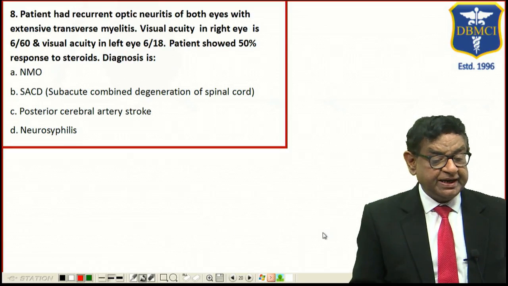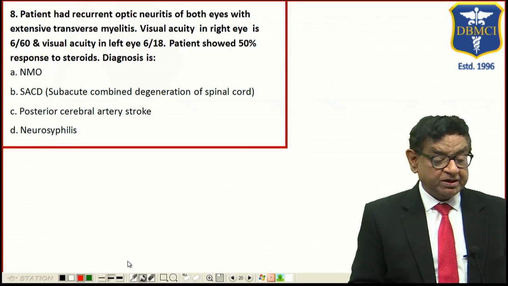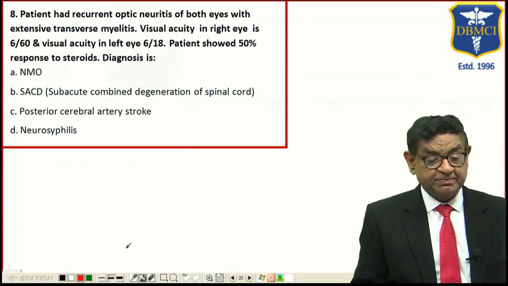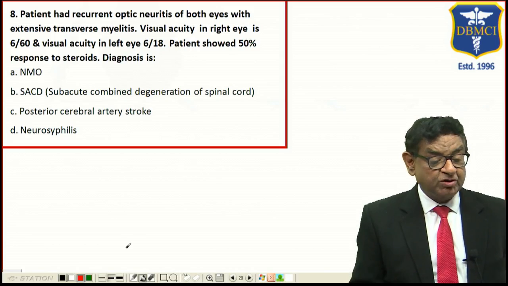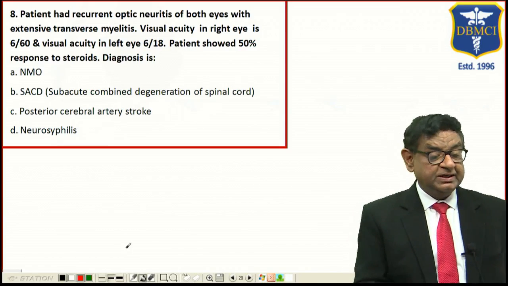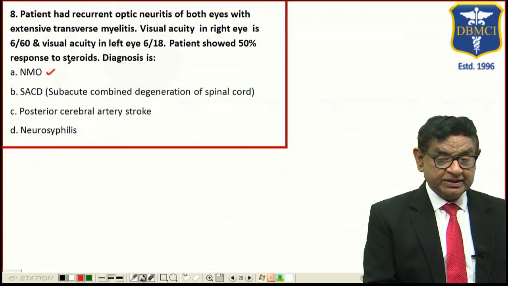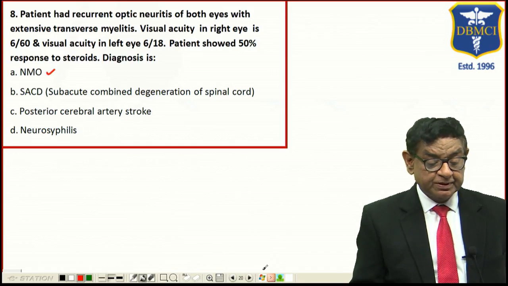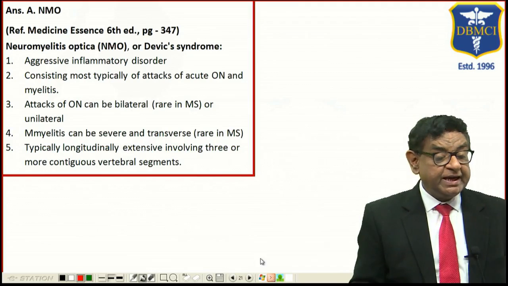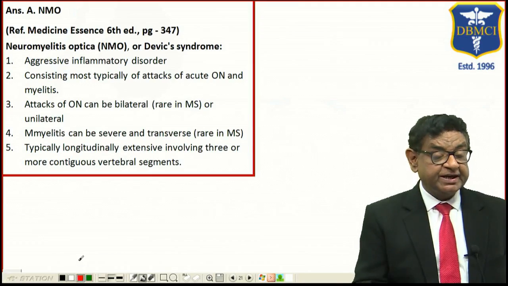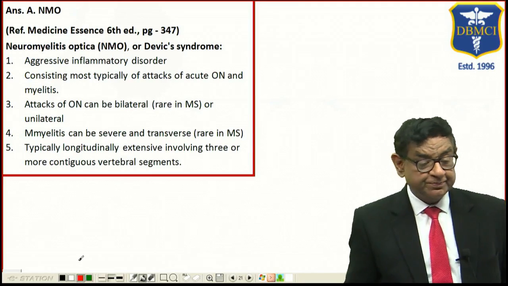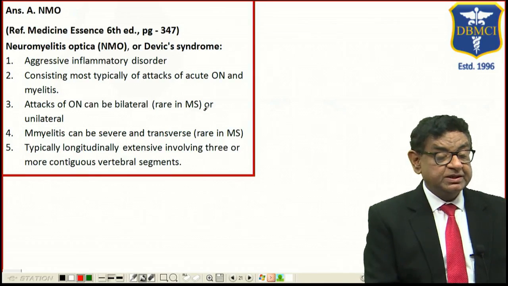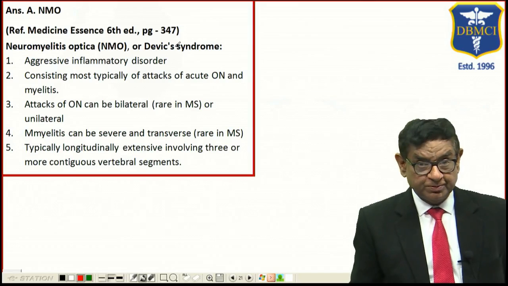Next question, number 8. We get a patient of recurrent optic neuritis of both eyes with transverse myelitis. Acuity is normal. What is the answer? The answer is NMO. What is NMO? I'll discuss shortly. NMO is, again, a reference from our medicine essence only. Pages are given in all the questions. It is also known as Devic syndrome.